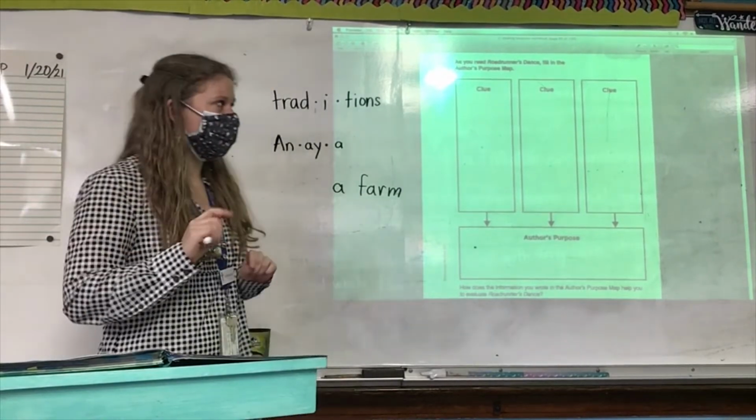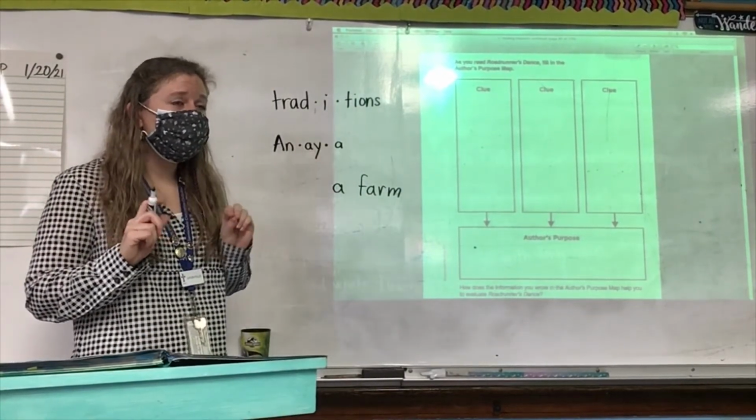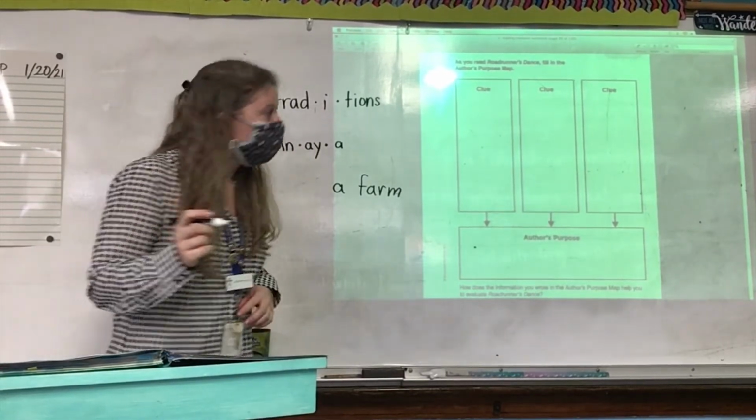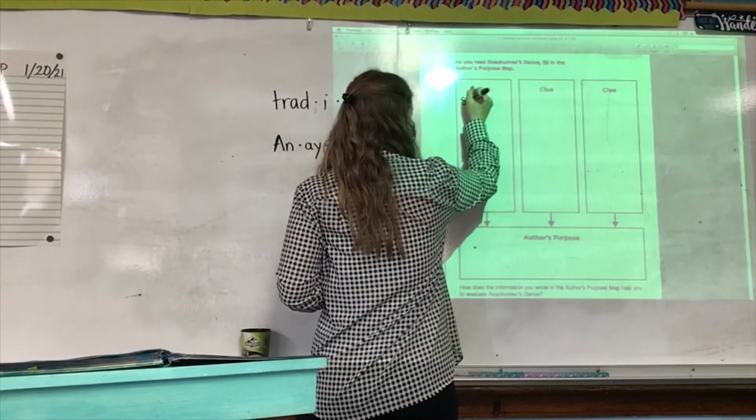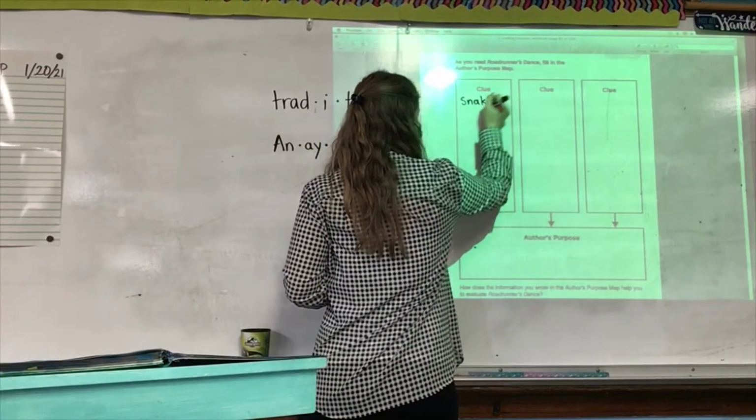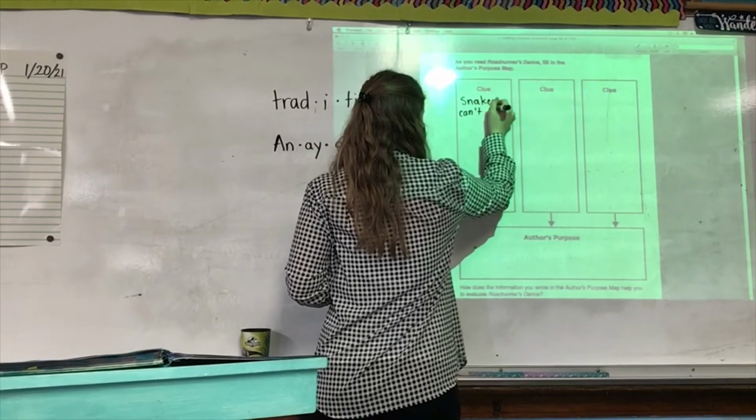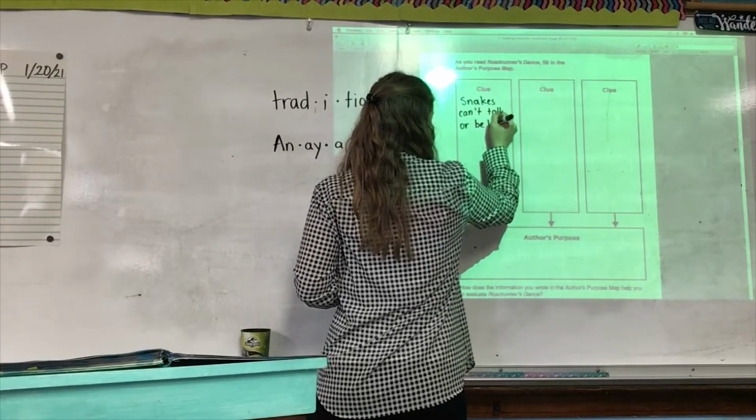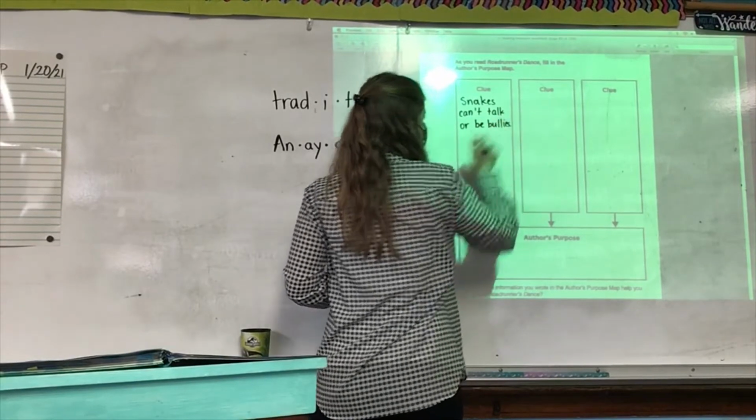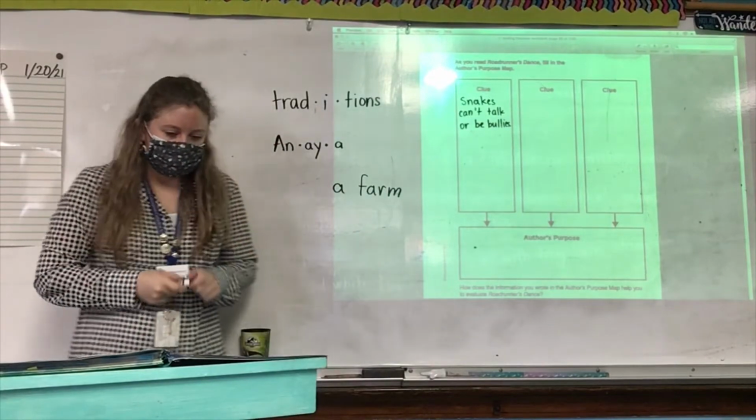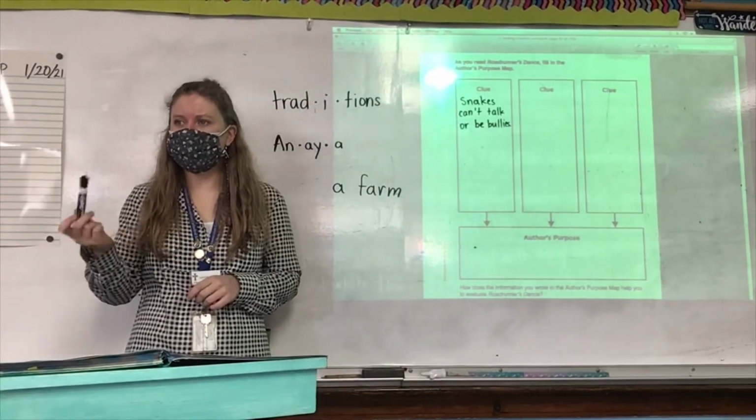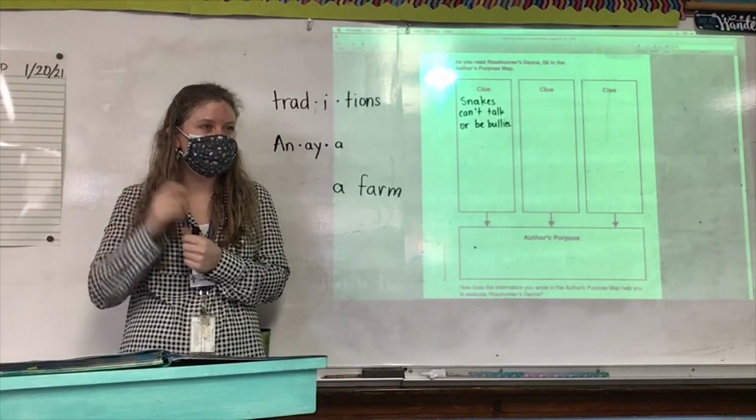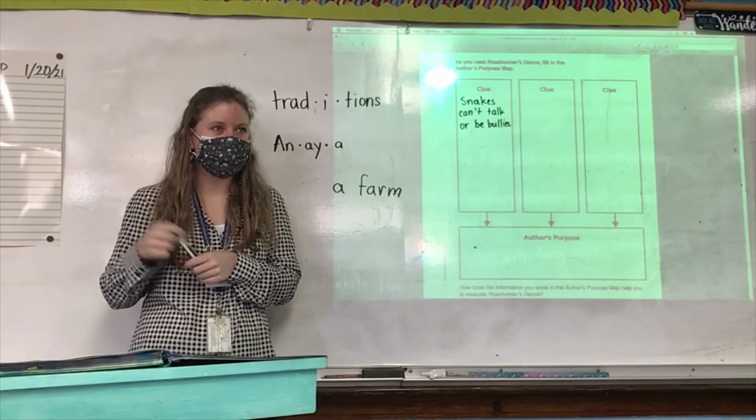So we already know what the snake is like. Let's go ahead and add this clue to our author's purpose map. We know that snakes can't talk or be bullies. Now that happened right away. In a lot of stories, do we usually know whether somebody is a bully right away yet? Or does it take a few different actions to find out that they're a bully?